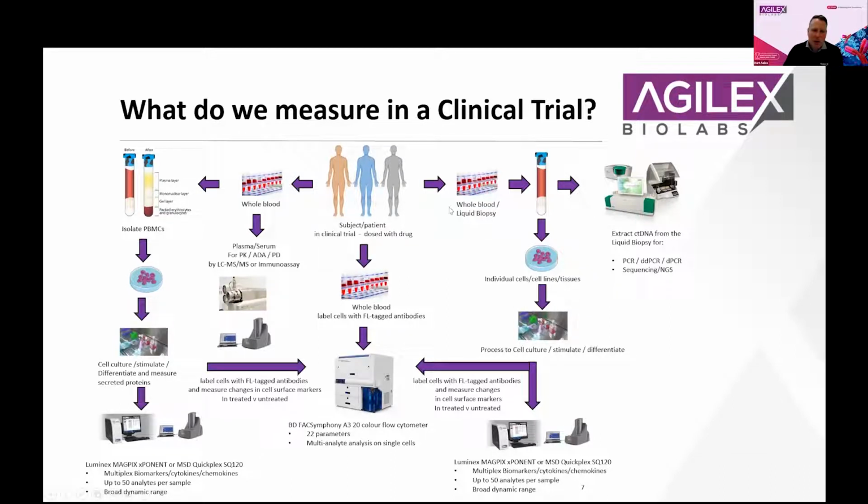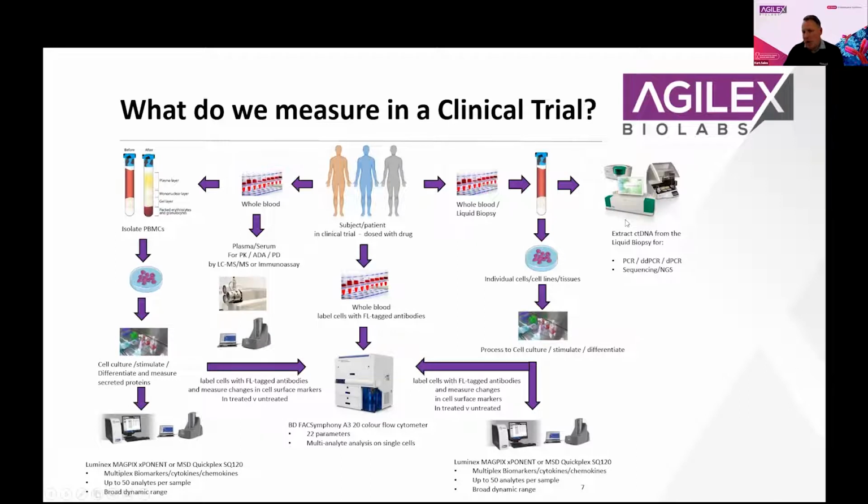And then on the right-hand side here, the concept of liquid biopsy. So that really is the whole blood, and the whole blood then contains a variety of circulating material, not only cells, but exosomes and ctDNA as well in those subjects that might have cancer. And so we can take the liquid biopsy or the blood, we can extract ctDNA from the liquid biopsy, and we can perform either PCR and digital PCR or quantitative real-time PCR.